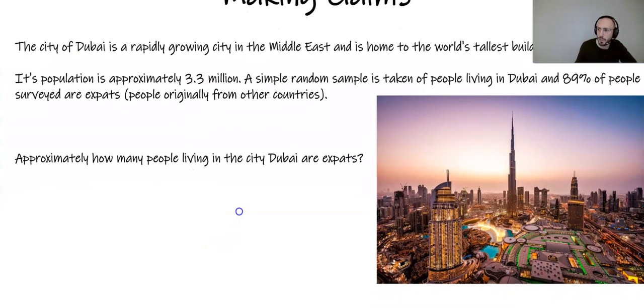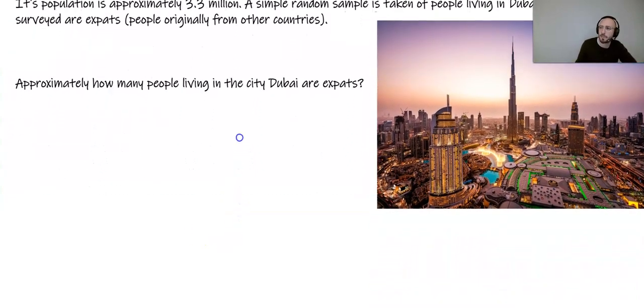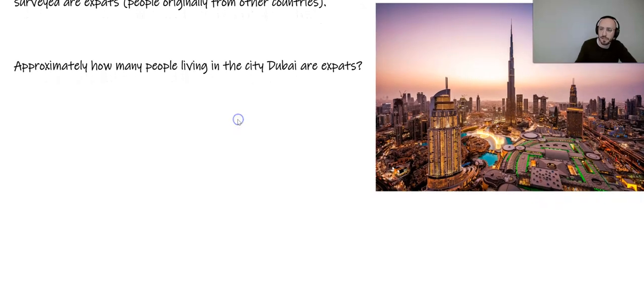So the first thing I'm going to do is grab that 89%, and write down what we know about our sample. So all percents are out of 100. So 89 is going to go over 100. And so now I'm going to look at what else I know. Well, I know that the population is approximately 3.3 million. So I'm going to write that out. 3.3 million is the same as 3,300,000. So that's the total population.